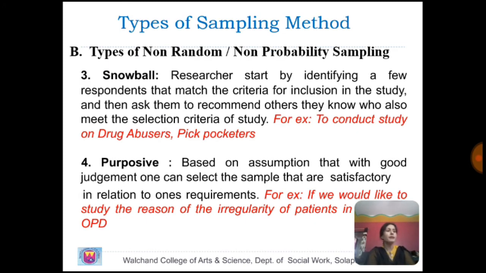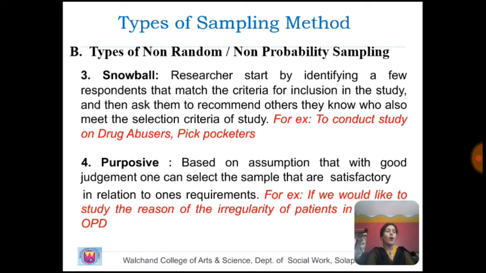Third, in the snowball sampling method, here the researcher starts by identifying a few respondents that match the criteria for inclusion in the study, and then asks them to recommend others they know who also meet the selection criteria of the study. It is extremely helpful in studying some special sample situations or in more sensitive cases. For example, if we have undertaken the study of drug abusers, we start collecting the information from the drug abusers who gave consent to be included in our study, and those who have been included in the study are expected to guide us to get more respondents, and so on. Like a rolling snowball, our sample increases in size as we continue to get more units of study.